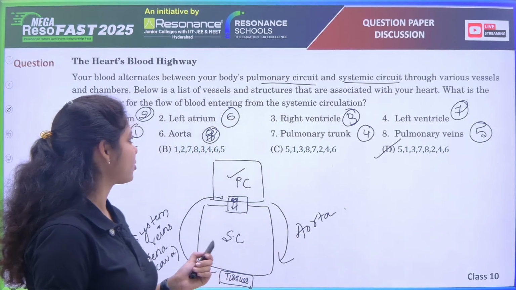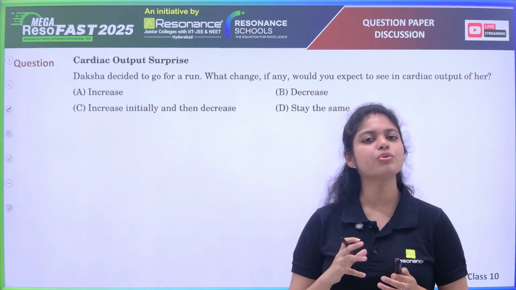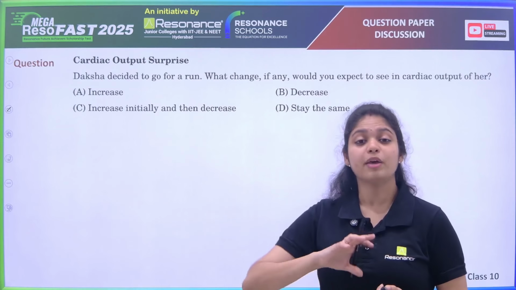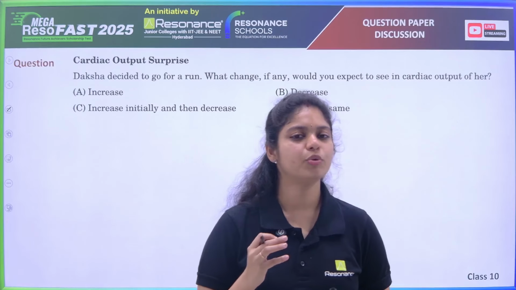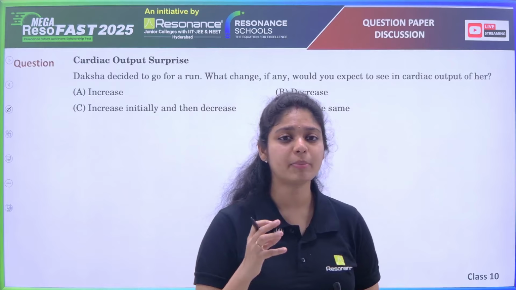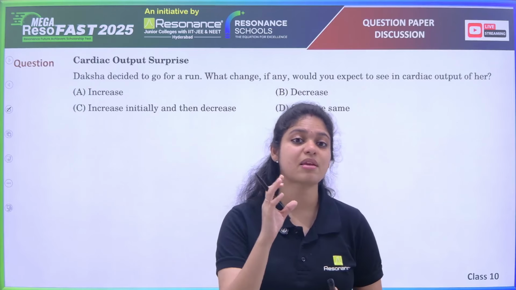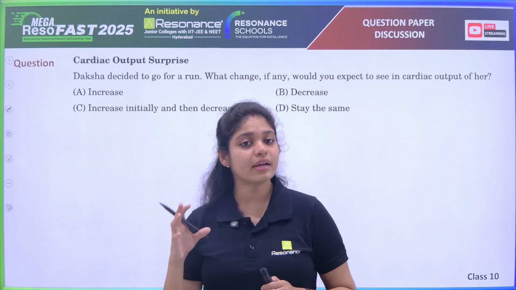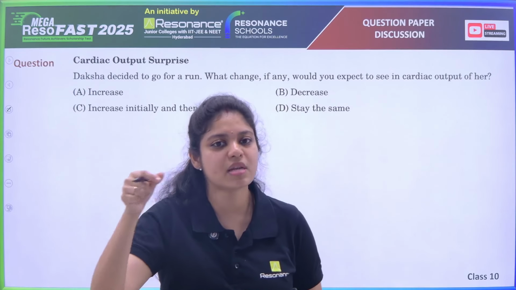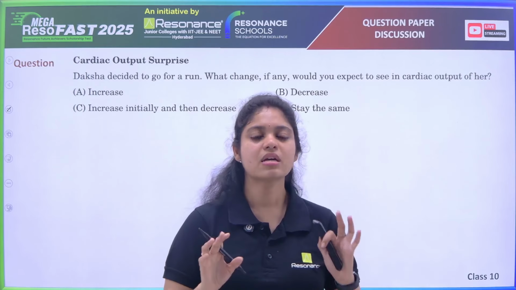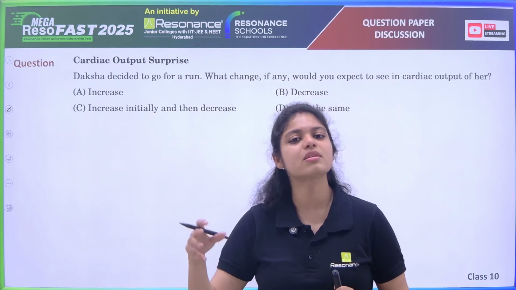Let us move to the next question. Cardiac output surprise. Before getting into this question, you should know what exactly cardiac output is. Before getting to know cardiac output, you should know what stroke volume is. Stroke volume is the volume of blood pumped by each ventricle, which is said to be approximately 70 ml. Now coming to cardiac output, the volume of blood pumped by each ventricle in 1 minute is called cardiac output, which would be equal to stroke volume times the number of times the heart beats in a minute.